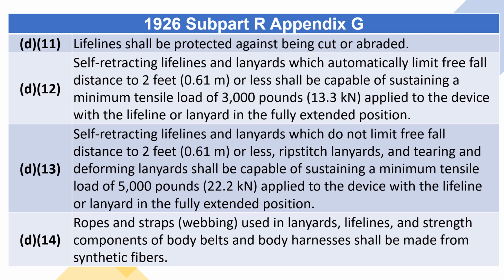D13. Self-retracting lifelines and lanyards which do not limit free fall distance to 2 feet (0.61 meters) or less, ripstitch lanyards, and tearing and deforming lanyards shall be capable of sustaining a minimum tensile load of 5,000 pounds (22.2 kN), applied to the device with the lifeline or lanyard in the fully extended position. D14. Ropes and straps (webbing) used in lanyards, lifelines, and strength components of body belts and body harnesses shall be made from synthetic fibers.